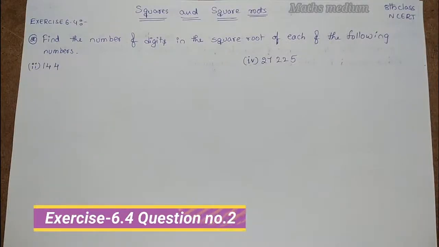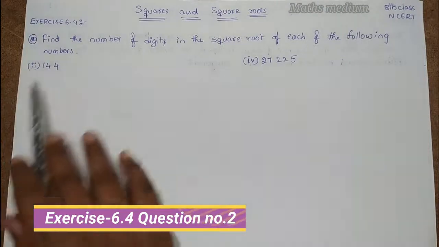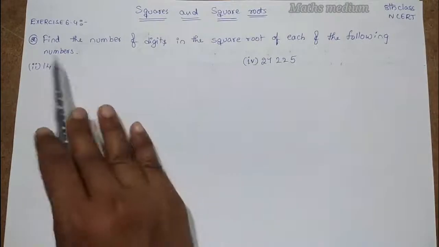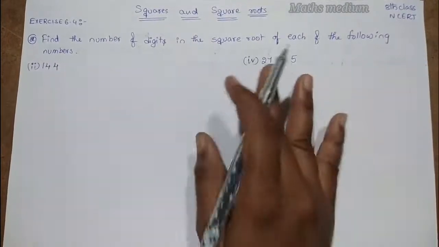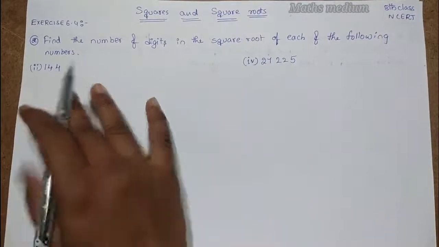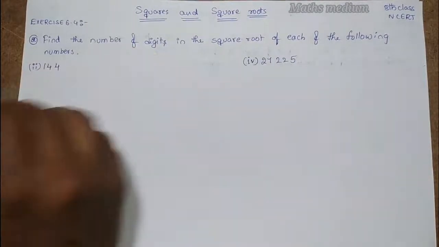Today I came with exercise 6.4 from Squares and Square Roots, 8th class NCERT. Question number 2. Find the number of digits in the square root of each of the following numbers. These are the numbers I took randomly. So we have to find the square root of the given number. We are familiar with the division method.